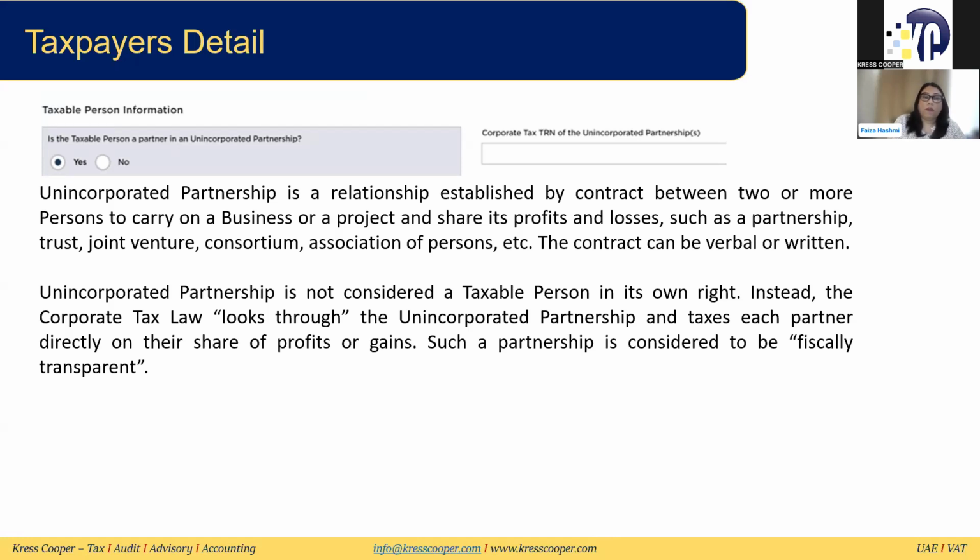This unincorporated partnership in corporate tax law is not considered a taxable person in its own right, unlike an incorporated partnership, which is considered a separate juridical taxable person. Instead, they are treated as fiscally transparent, and the corporate tax law taxes each partner directly on the share of the profit and the gain. So that is why this information is required here. Now, this taxable person can be a company as well. That is why it is popping up over here. And you need to fill in the information for as many unincorporated partnerships that you are a partner of. So that will come here where they are asking for the corporate tax TRN of the unincorporated partnership.